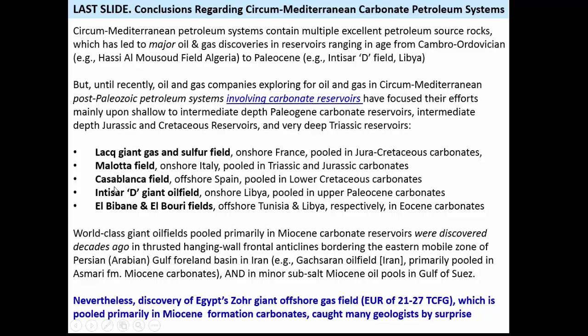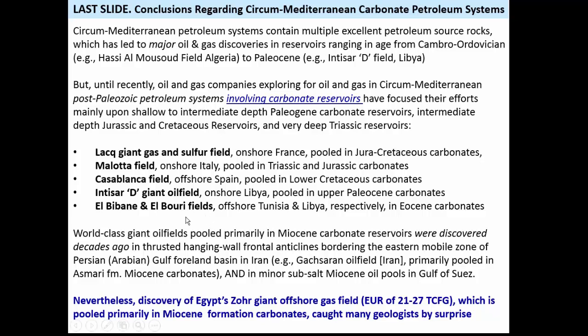Casablanca Field, medium-sized field, makes around 150 million barrels. Offshore field, pooled in lower Cretaceous carbonates. Zelten, giant oil field, offshore Libya, onshore Libya, excuse me. And that's the one that's got over 1 billion barrels recoverable in it, pooled in upper Paleocene carbonates. And El Bibane and El Bouri fields, offshore Tunisia and Libya, respectively, Eocene carbonates. These are not big fields. Maybe get up to maybe 200 million barrels at the most, and there's reasons for that we won't go into.